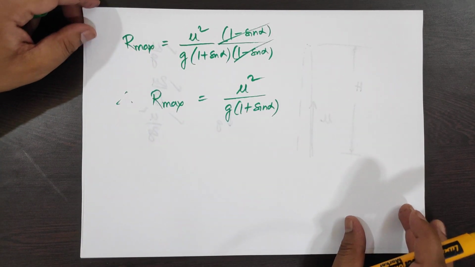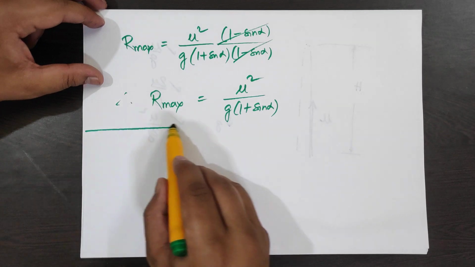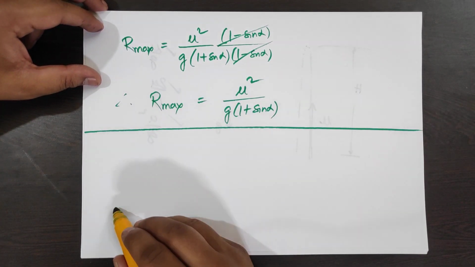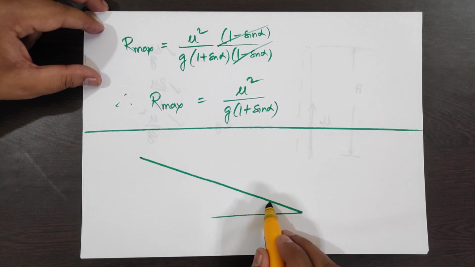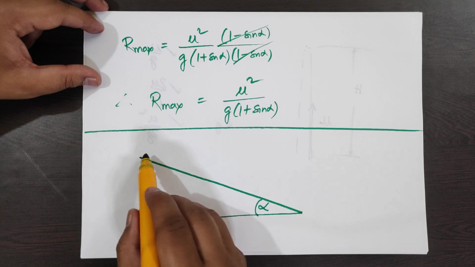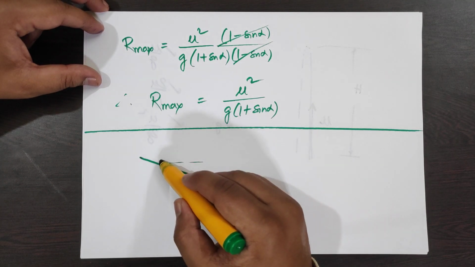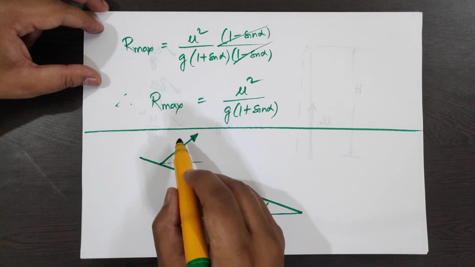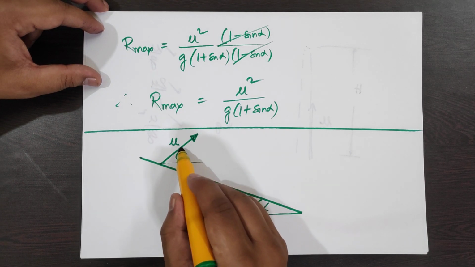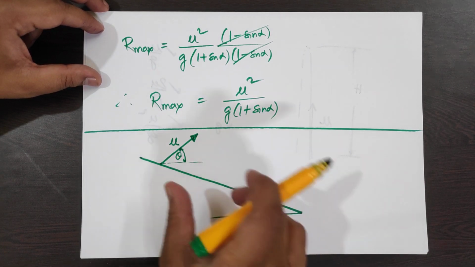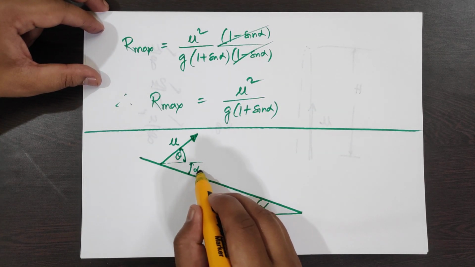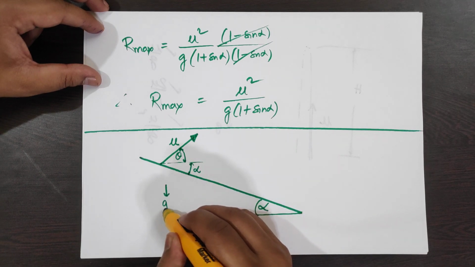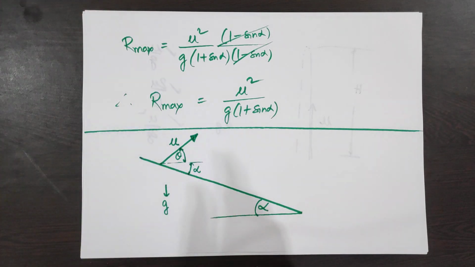Now here is one more point you should note down. Instead of the incline being here, if the incline is like this, and all other conditions are the same, you have to throw the projectile at a velocity u making angle theta with the horizontal, with the incline at angle alpha like this. So obviously this is g. Then you have to find the total time of flight and the range.